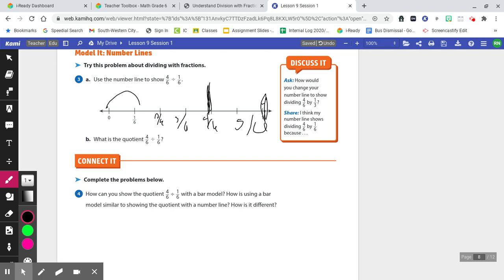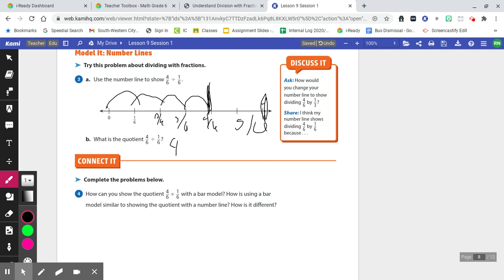Here's 1, 2, 3, 4. So what is the quotient? The answer should be 4. So now connect it. Complete the problems below.